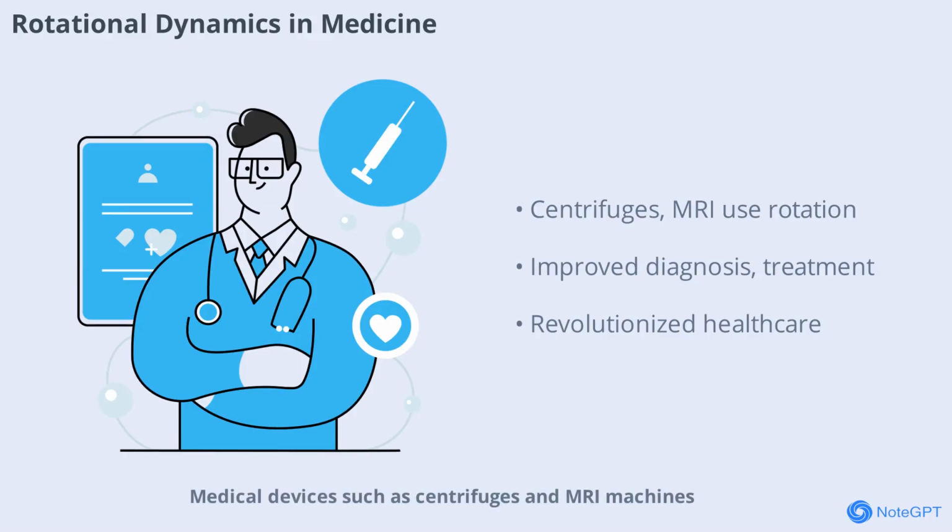Medical devices, such as centrifuges and MRI machines, use rotational motion to analyze samples and create images. Understanding rotational dynamics allows engineers and doctors to design safer, more effective equipment. These technologies have revolutionized healthcare, making diagnosis and treatment more accurate and accessible.